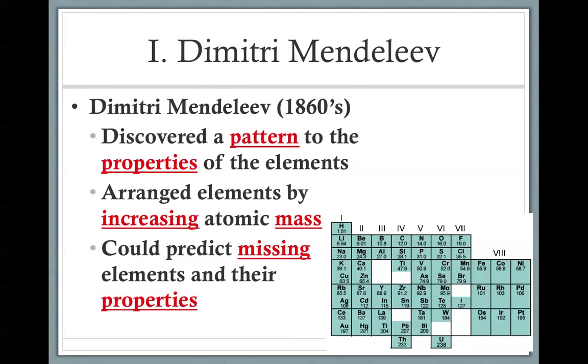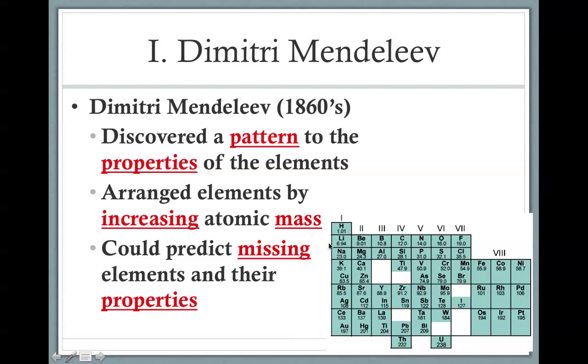So how was the periodic table discovered or arranged? It started with this guy named Dmitri Mendeleev in the 1860s. He discovered a pattern to the properties of the elements. So he arranged the elements by increasing atomic mass. Remember, that number is the number on the bottom. So he organized it by the number on the bottom, the mass of the atom.